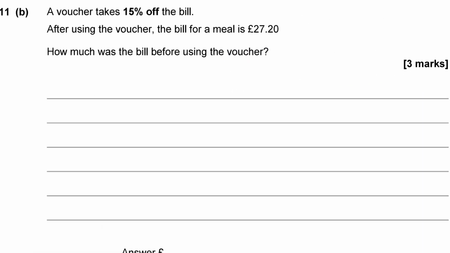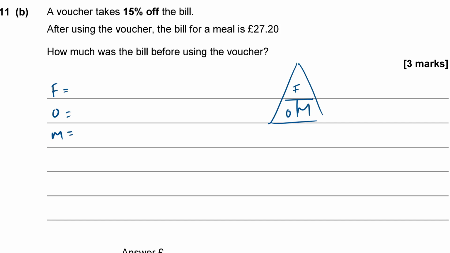11b. A voucher takes 15% off the bill. After using the voucher, the bill for a meal is £27.20. How much was the bill before the voucher? Okay, so I teach my students how to do percentage questions using this triangle, FOM. I tell them to put their thumb on it and work out which is which. So F stands for final, O stands for original, M stands for multiplier. So I ask them to identify each of these three things.